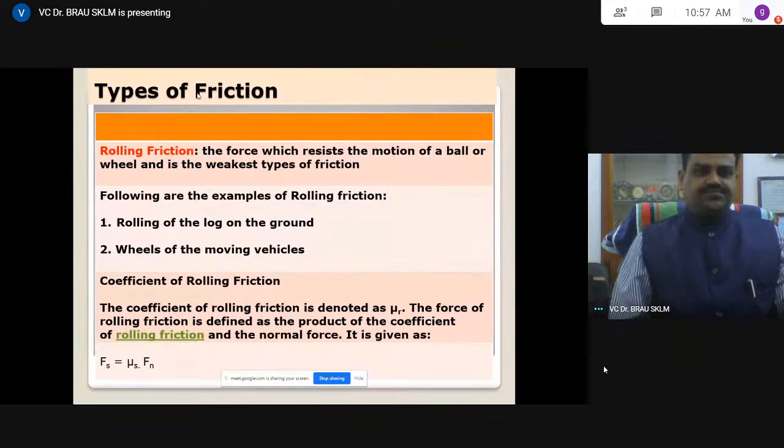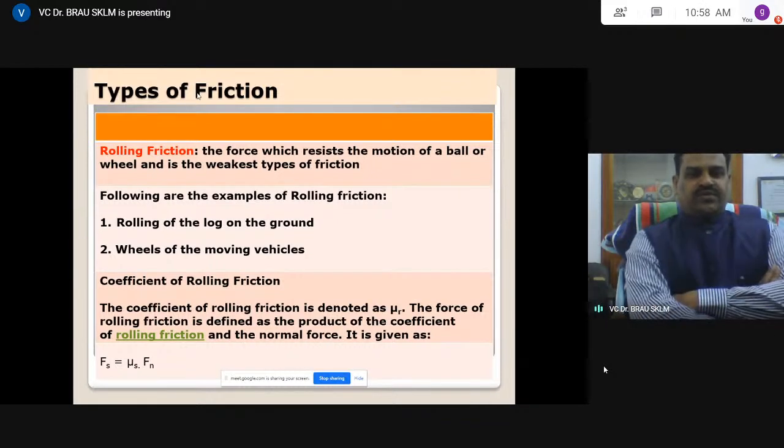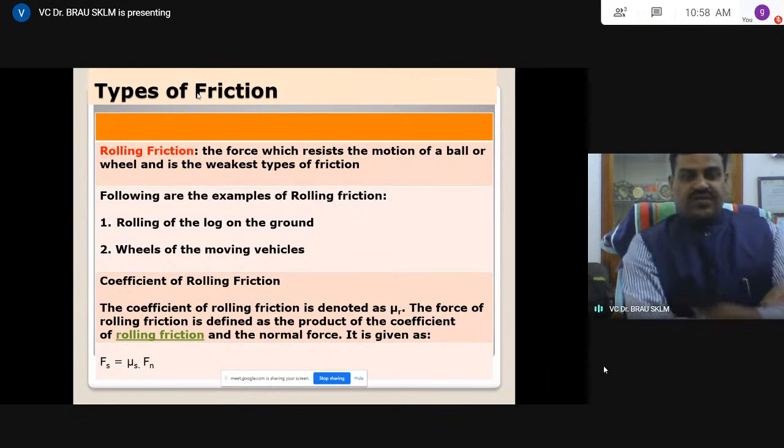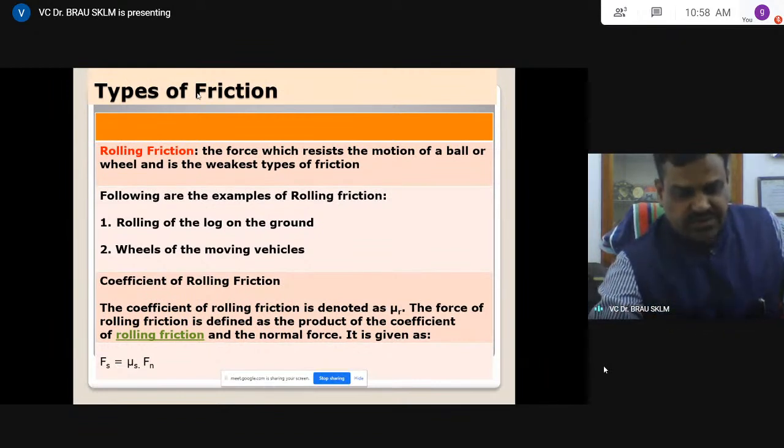The examples are rolling of a log on the ground and wheels of moving vehicles. It may be an automobile, a locomotive, or an aircraft, whatever the guiding mechanism, it is the rolling concept which we are using. The coefficient of rolling friction is denoted as mu r. There is a small change in the notation, mu r, not mu s. Rolling friction is again defined as a coefficient of friction into the normal reaction.